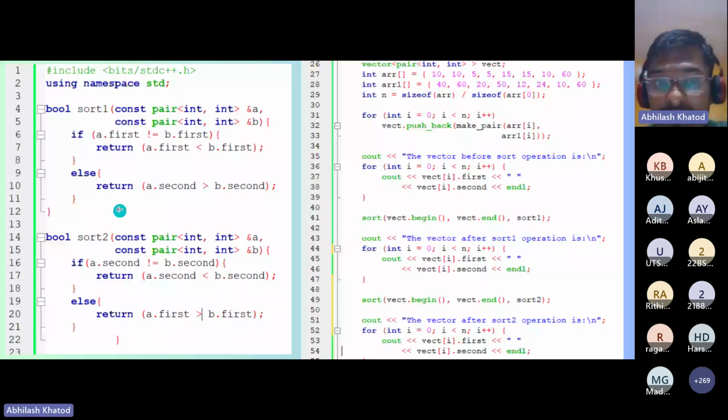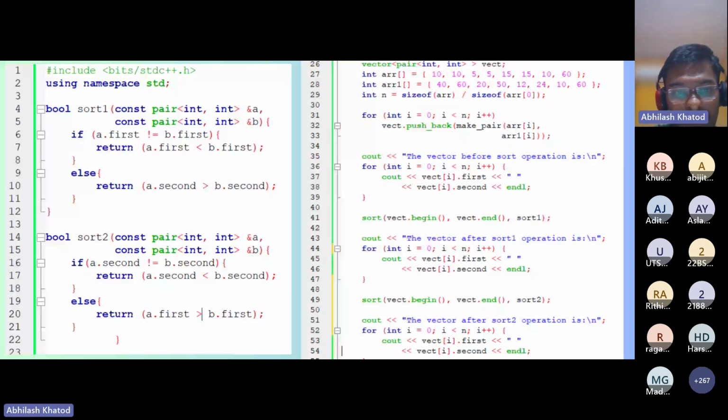Return a dot second is greater than b dot second. What is the second element of the first pair? It is 20. And it is greater than b dot second, which is 50. So is 20 greater than 50? Obviously no. So it will return a false value.